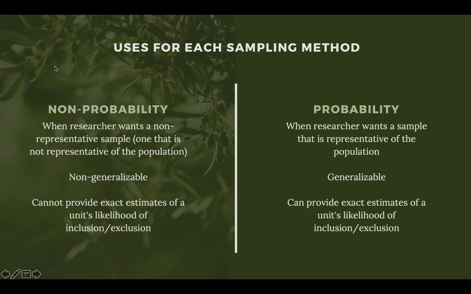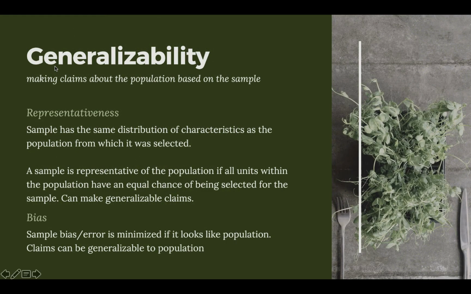On the other hand, when we're engaging in probability sampling techniques, we want to say, here's everybody in the population, here's each person's likelihood of being included in my sample. Therefore, based on that likelihood of inclusion or exclusion, we can generalize to the population. So this idea of generalizability relates to making claims about a population based on what you've done in your sample.